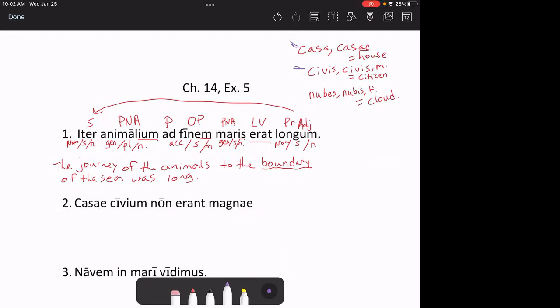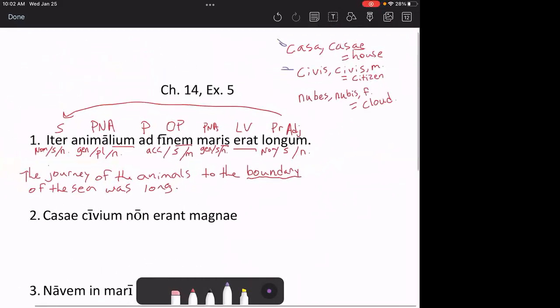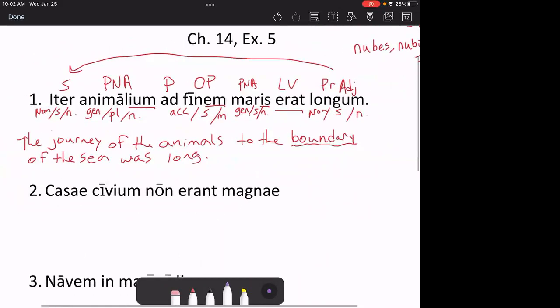So casae is first declension. And then civium is second. Let's find our verb first though. Where's the verb? Errant. That's from eram, eras, erat. So it's a linking verb, right? Okay. So we have a plural verb here. Let's parse it. Oh, you know what? Sorry, back one. We forgot to parse erat.